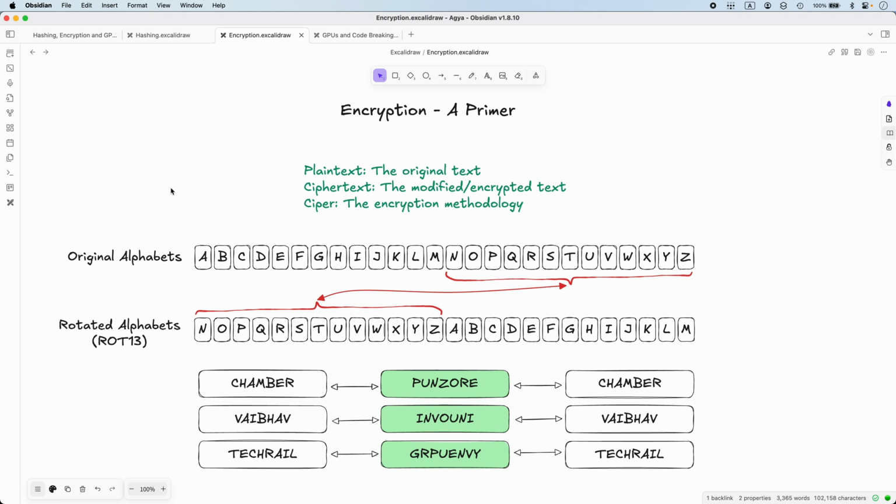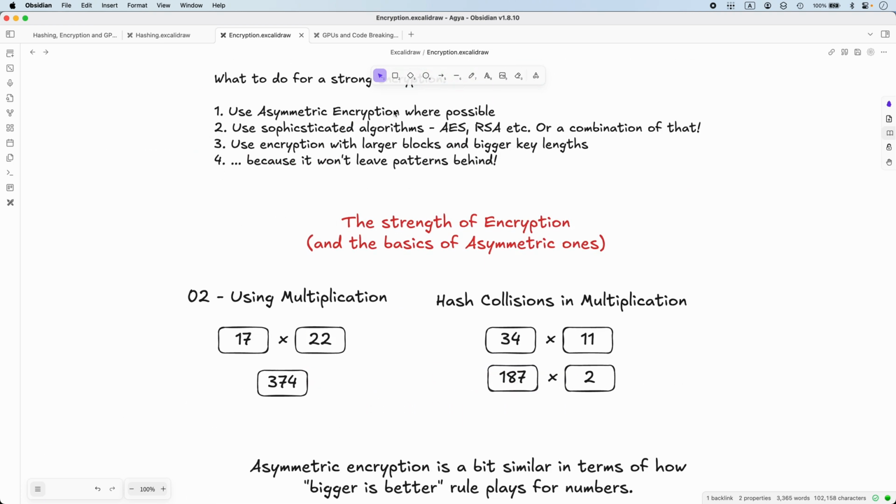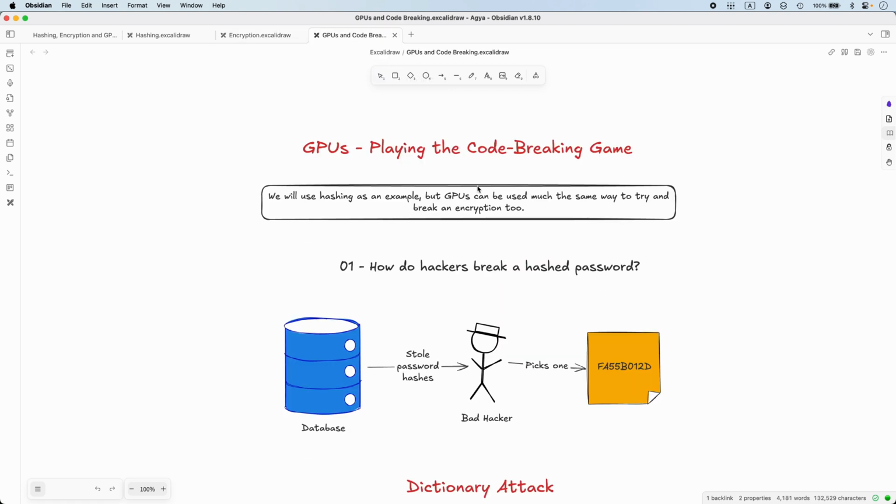So that concludes more or less about encryption. I hope you read this. Okay, in the encryption lingo, plain text is the original text, cipher text is the modified or encrypted text. Cipher itself means the encryption methodology. Okay, now let's go to the GPUs and code breaking side.